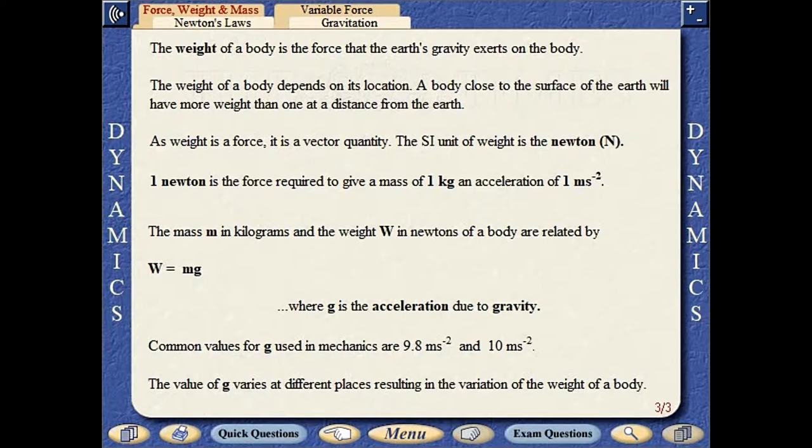1 newton is the force required to give a mass of 1 kilogram an acceleration of 1 meter per second per second. The mass in kilograms and the weight in newtons of a body are related by the equation W equals mg, where g is the acceleration due to gravity. The value of g varies at different places, resulting in the variation of the weight of a body.